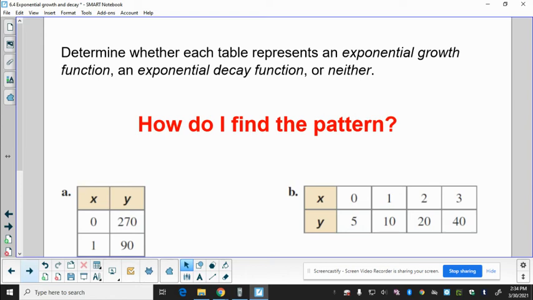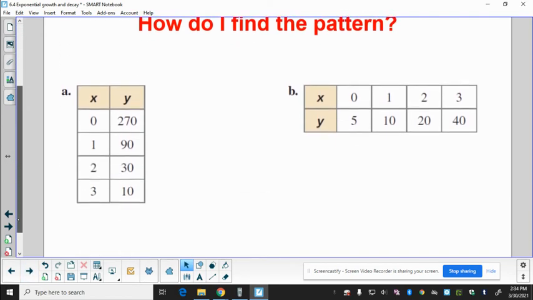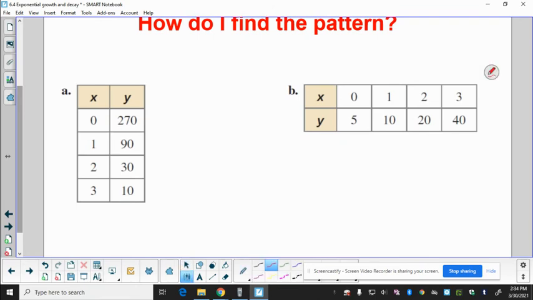So let's see if we can determine whether each table represents exponential growth, exponential decay, or maybe even neither. So you want to look for a pattern. What I'm looking for in this instance is that my x values are all increasing by the same amount. Well, the question is, what is happening to the output values, the y values? Can you determine that?